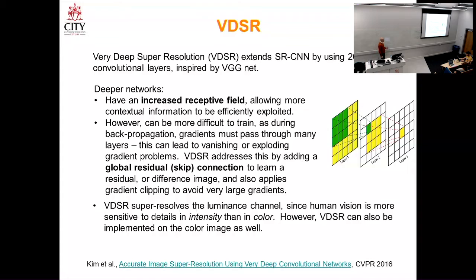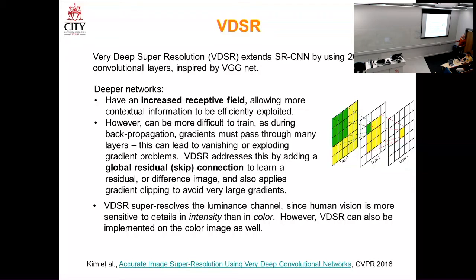What I'd like to do now is talk about another super resolution network. This one's called VDSR. So VD stands for very deep, okay? And here what we're going to do is extend SRCNN by using 20 convolutional layers. So this is getting more like DnCNN. And by using the deeper network, we're going to have an increased receptive field, okay, which allows more contextual information to be exploited.